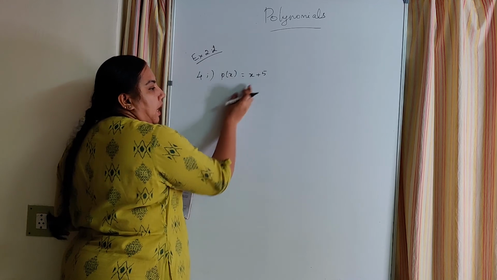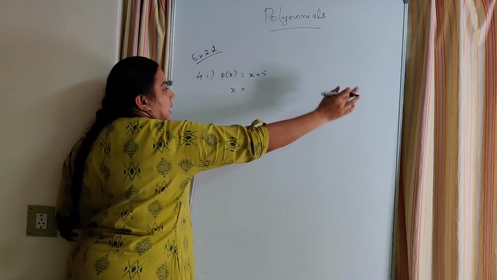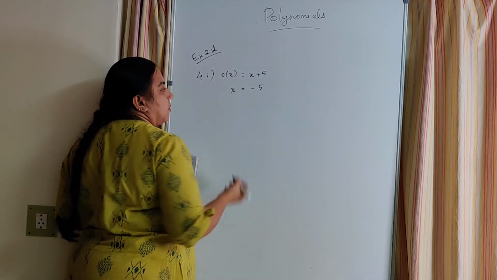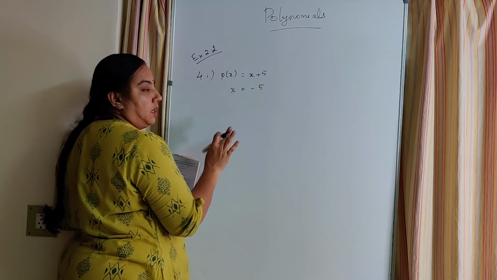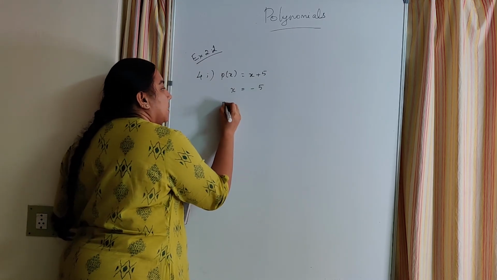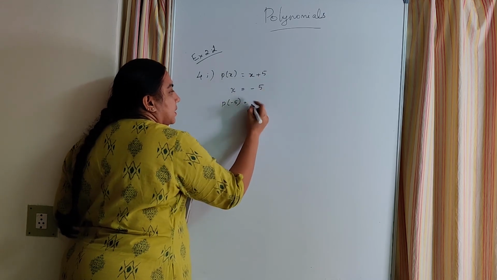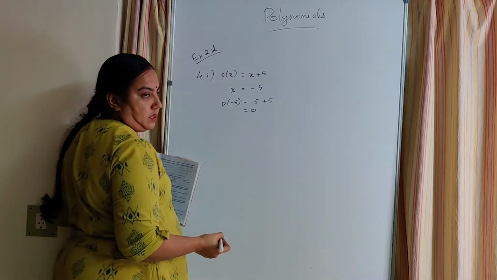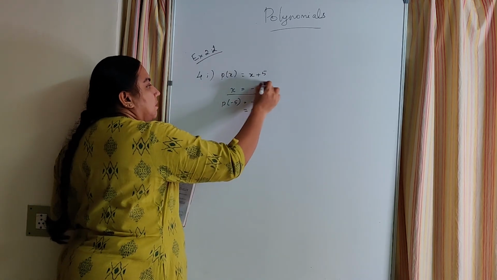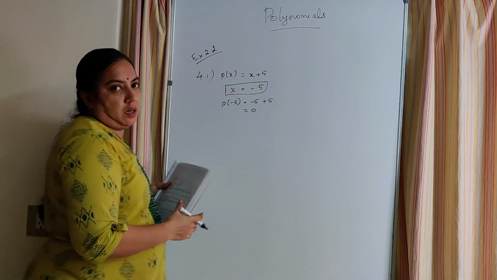So what I should do? I should have the x alone inside and bring the constant to the right hand side. And it turns out to be minus 5. To check, for you to check it, p of minus 5 is equal to, in the place of x I am going to use this value and it turns out to be 0. So this is the 0 of this given polynomial.